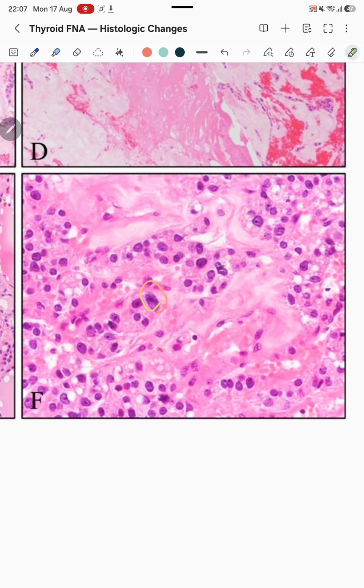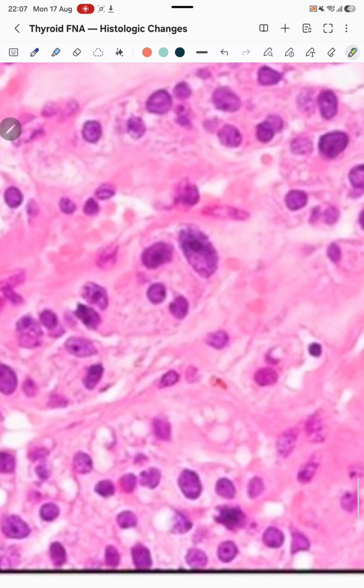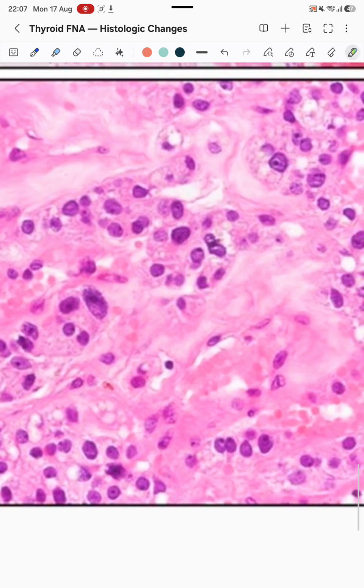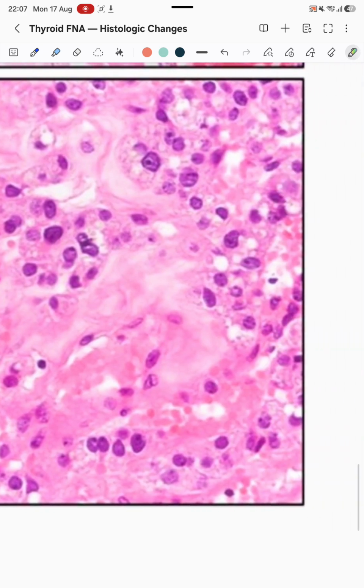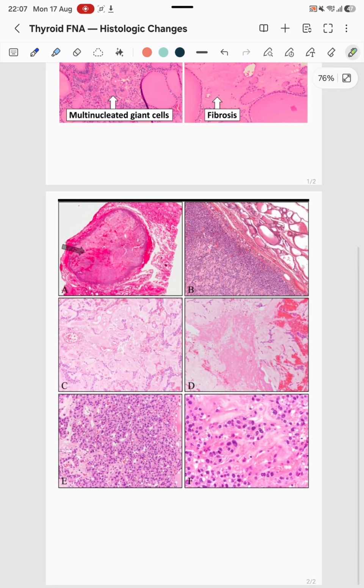So you see giants. They do not look like the changes in papillary thyroid cancer. They do not have the intranuclear inclusions, the Orphan Annie eye, which is basically clearing inside of it. Grooves, maybe. Not really. I don't really see grooving. I don't see grooves in here. Yeah, that's it. Thank you.